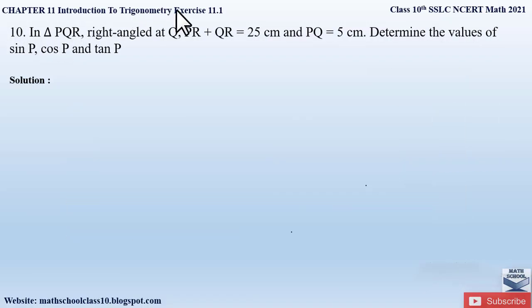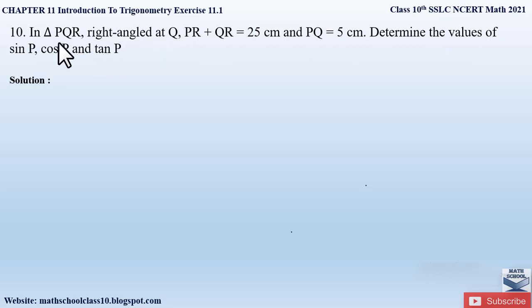Question number 10 from exercise 11.1, chapter 11, Introduction to Trigonometry says, in triangle PQR, right angled at Q, PR plus QR is equal to 25 centimeters and PQ is equal to 5 centimeters. Determine the values of sin P, cos P and tan P.